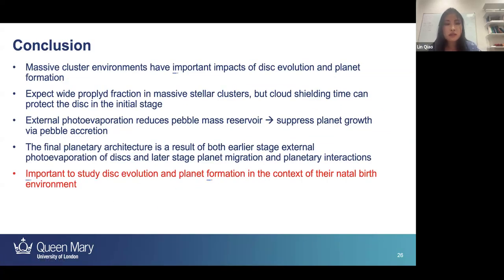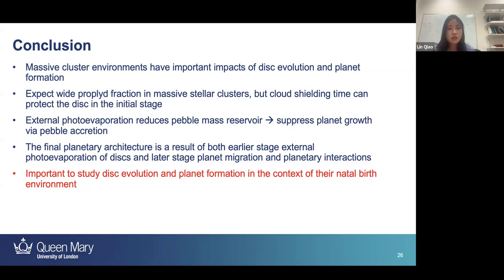So finally, just for some takeaway messages, we have demonstrated that in massive cluster environments, they have important impacts for disk evolution and planet formation. We expect wide proliferation in massive stellar clusters, but cloud shielding time can protect the disk for at least the early initial stage of disk evolution. And that has important implication for planet formation via pebble accretion.